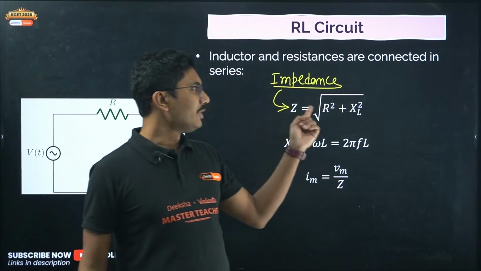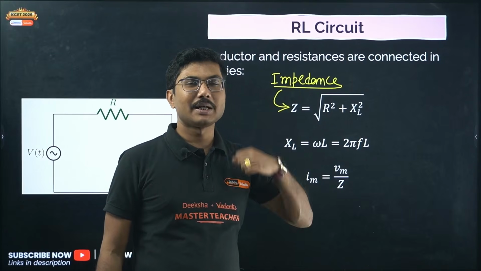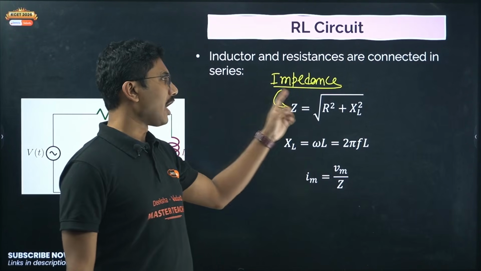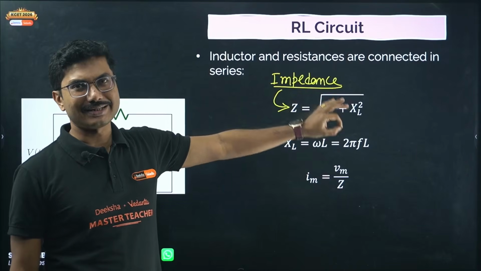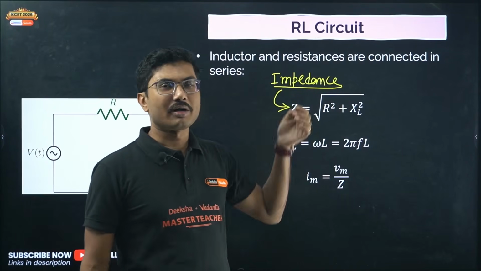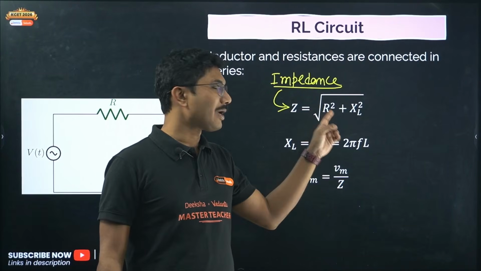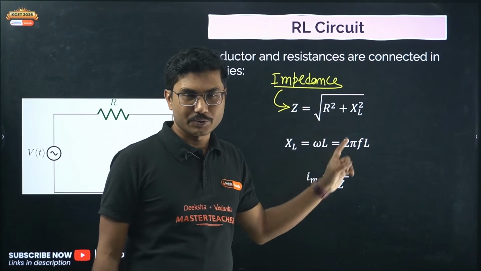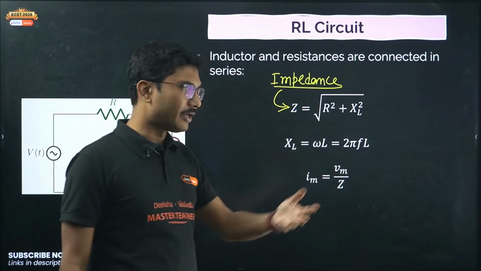It is something weird where you have to square each of the terms, add them, and take the square root of that. So Z is the square root of R square plus XL square. It is not simple R plus XL, or R minus XL, or 1 by R plus 1 by XL. It is the square root of R square plus XL square. Remember that. And XL equals omega L, which is 2 pi FL, already discussed.